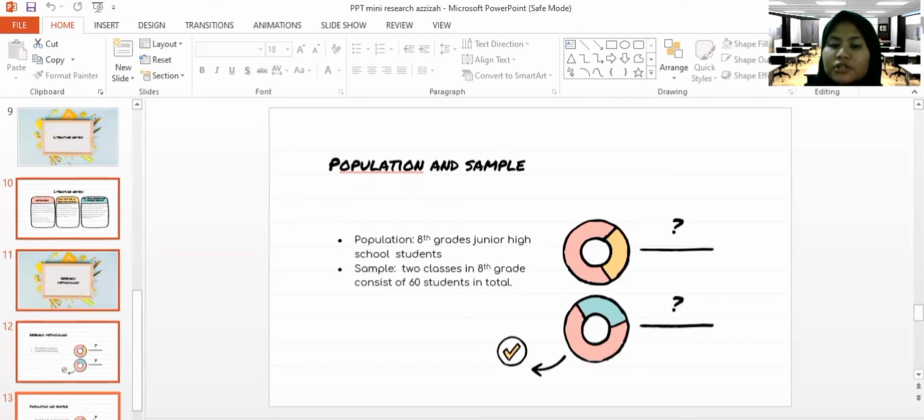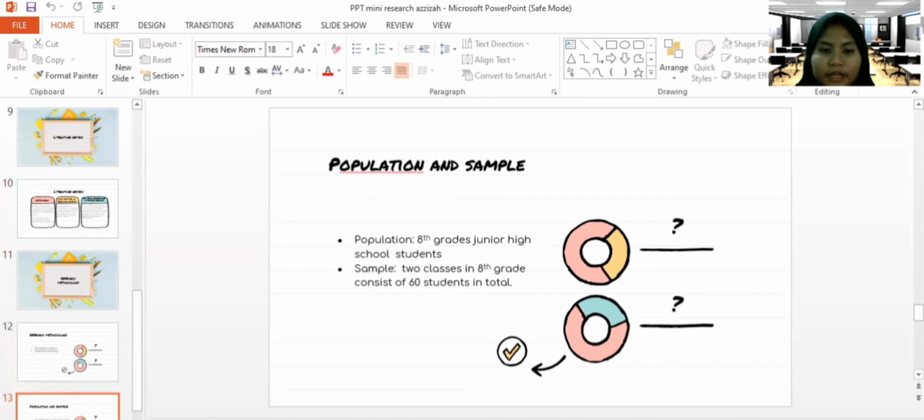The researcher used random sampling for the research. In this sampling method, each member of the population has an exactly equal chance to be selected.